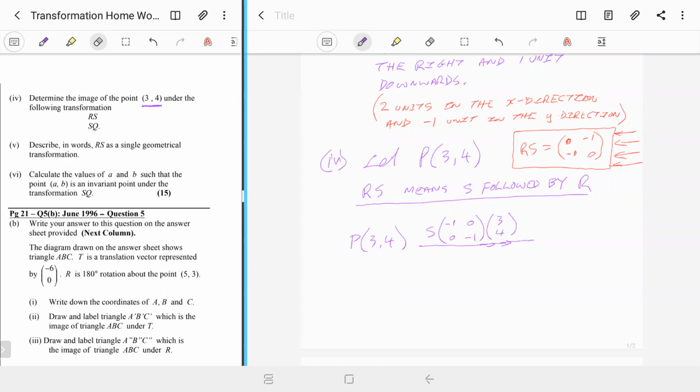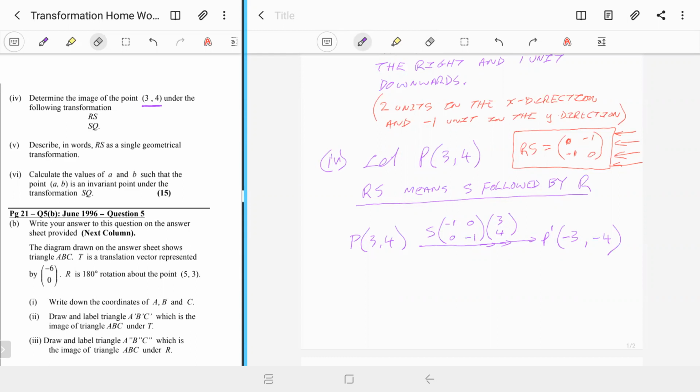And that's going to take me to my point. Let's call it P prime. And we're going to work it out. So it's going to be -1 times 3, 0 times 4. Minus 1 times 3 is minus 3, so we're going to get minus 3 there. And then 0 times 3 and minus 1 times 4 gives minus 4. So my second value is negative 4. So I've done the S part.